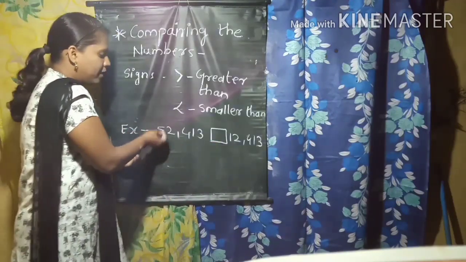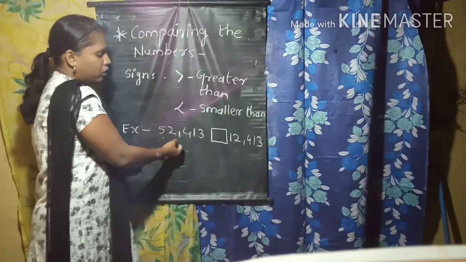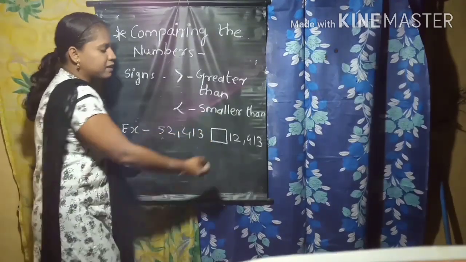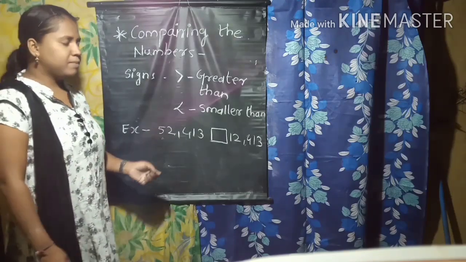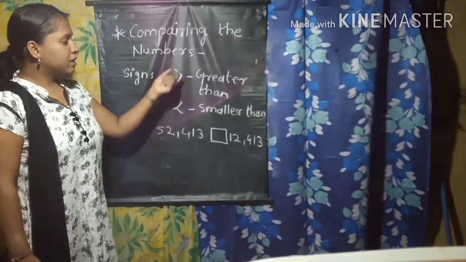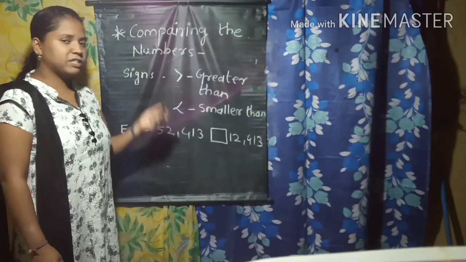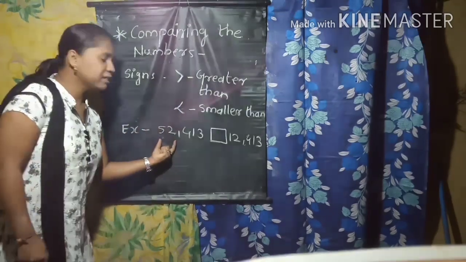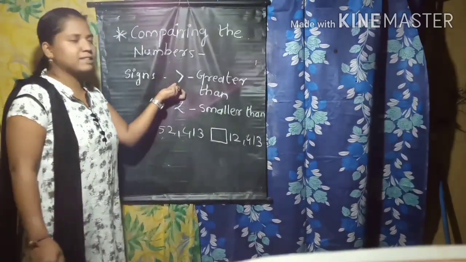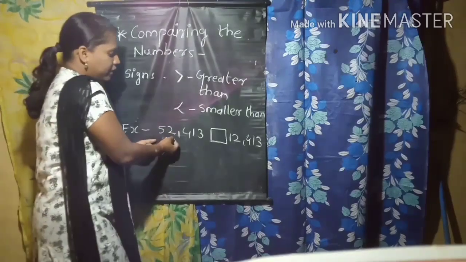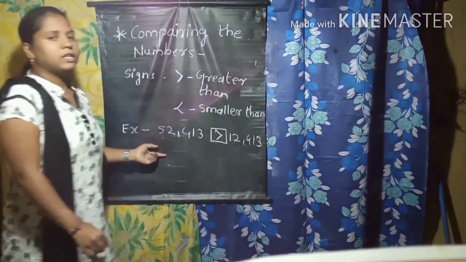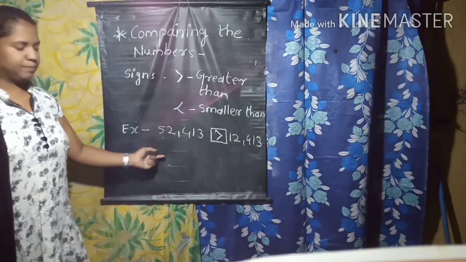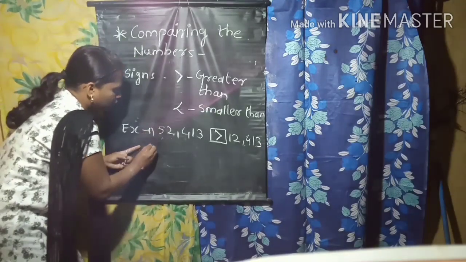So automatically the first number 52,413 is greater than 12,413. Which sign will come here among these two? The first number is greater, so the first sign will come. Means 52,413 is greater than 12,413. Let us take one more example.